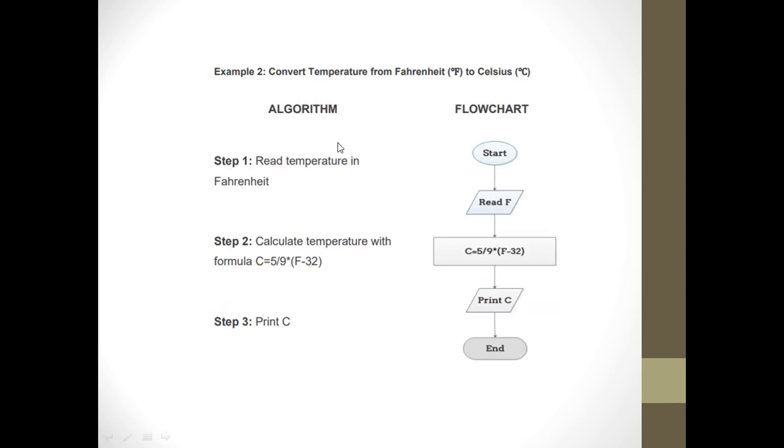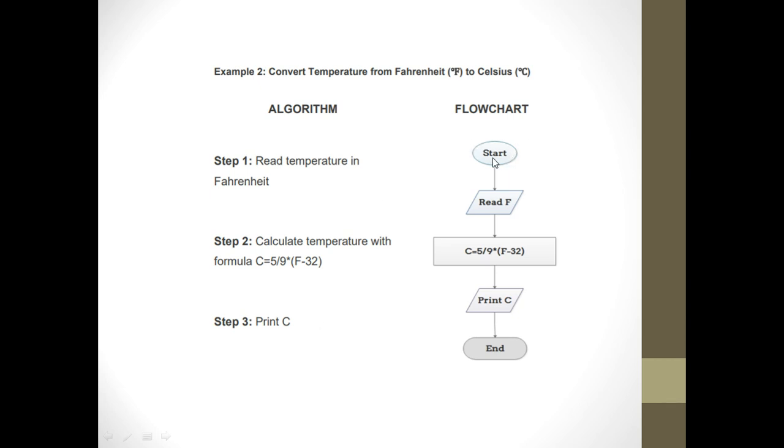Consider an example where we want to convert the temperature from Fahrenheit to Celsius. So now, this is the algorithm, and this is the corresponding flowchart. The algorithm is, first of all, we should ask the user to enter the temperature in Fahrenheit. Then I should apply a formula. The formula is C equals 5 by 9 into F minus 32. This is the formula which will help me to convert the Fahrenheit temperature, and the result that I will get will be in Celsius. And the last step is to print the value of the Celsius temperature.